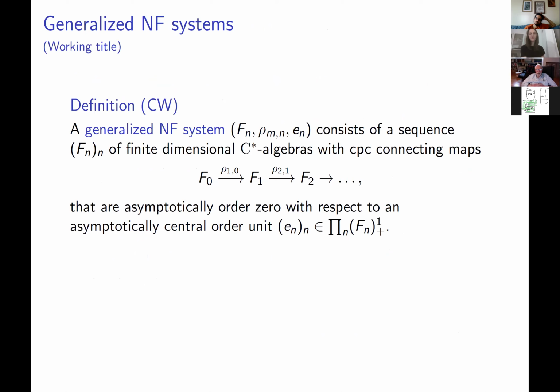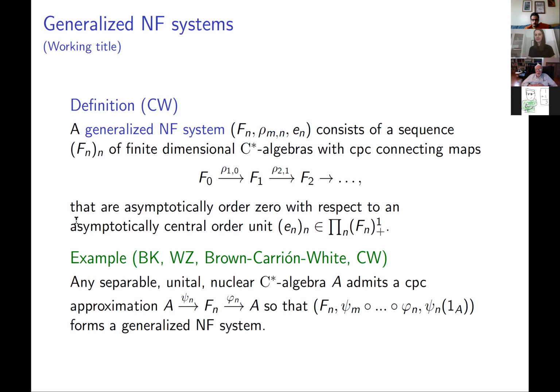And by encoding all of this information into our system, we get a generalized NF system. So a generalized NF system consists of a sequence of finite dimensional C-star algebras with CPC connecting maps like we had before. And I want these CPC connecting maps to be what I would call asymptotically order zero with respect to this asymptotically central order unit. And this asymptotically order zero is this criteria that I just skipped over that got you the x squared is equal to EX criteria. But basically, you should think that this is the order zero relaxation of star homomorphism. So this is the asymptotic version of relaxing star homomorphism to order zero.